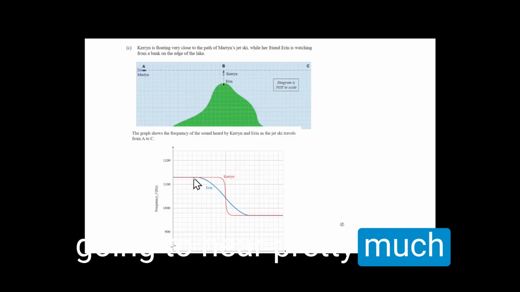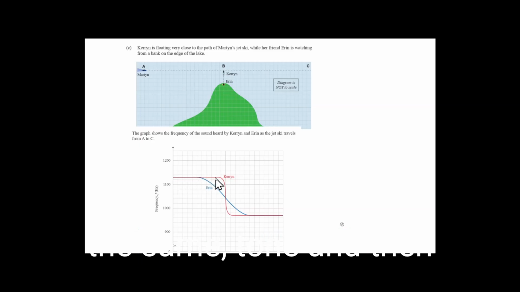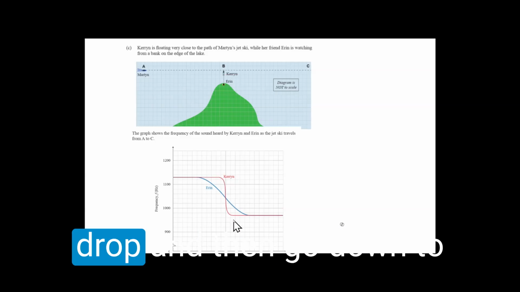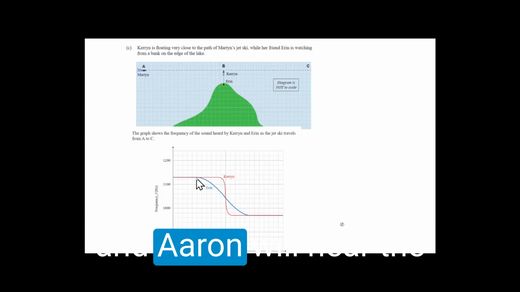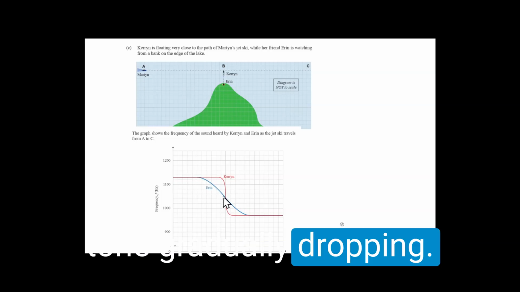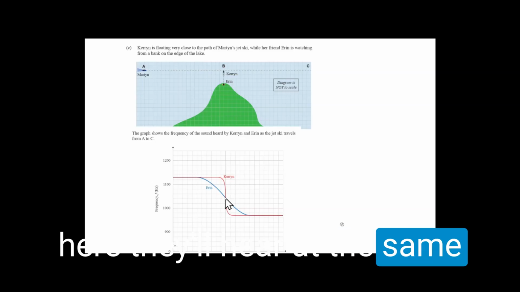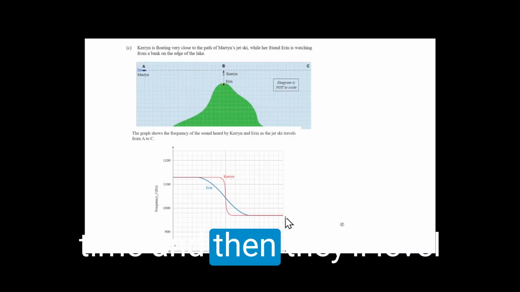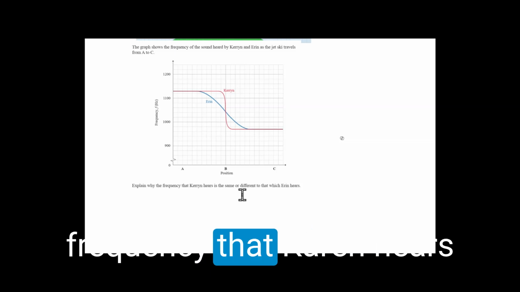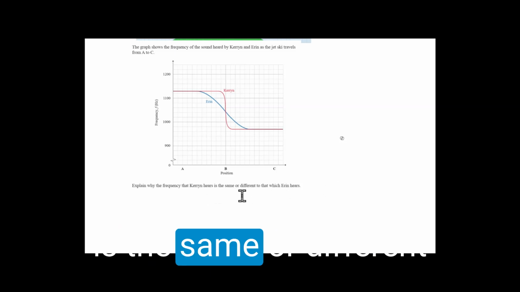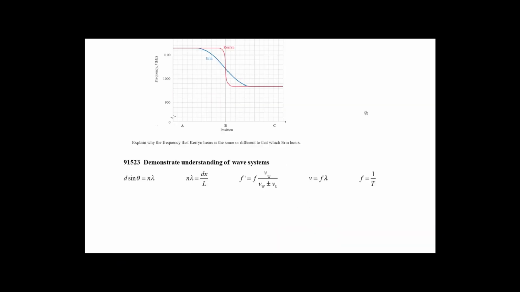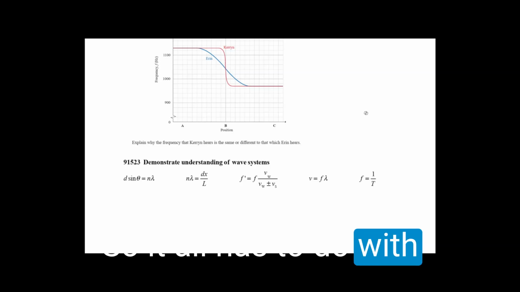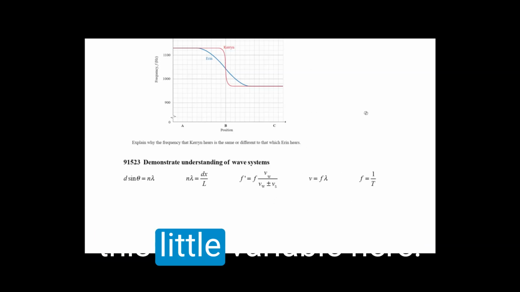Kieran is going to hear pretty much the same tone, and then all of a sudden it's going to drop and go down to the same level as Erin, and Erin will hear the tone gradually dropping. Here they'll hear it at the same time, and then they'll level off there. And it's basically saying, explain why the frequency that Kieran hears is the same or different to that which Erin hears. So it all has to do with this little variable here.